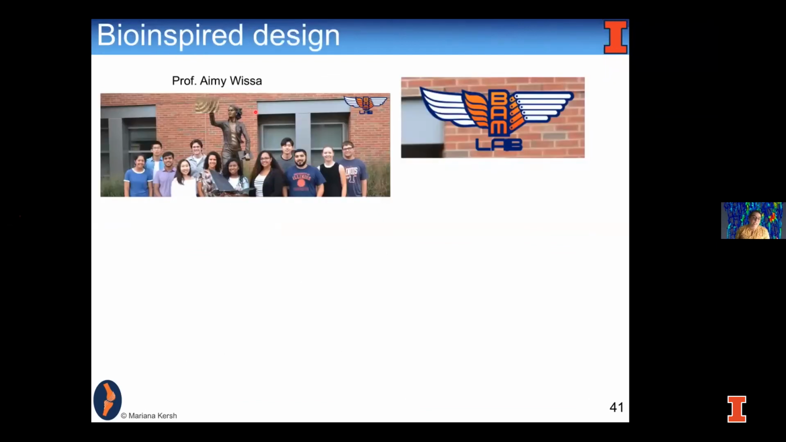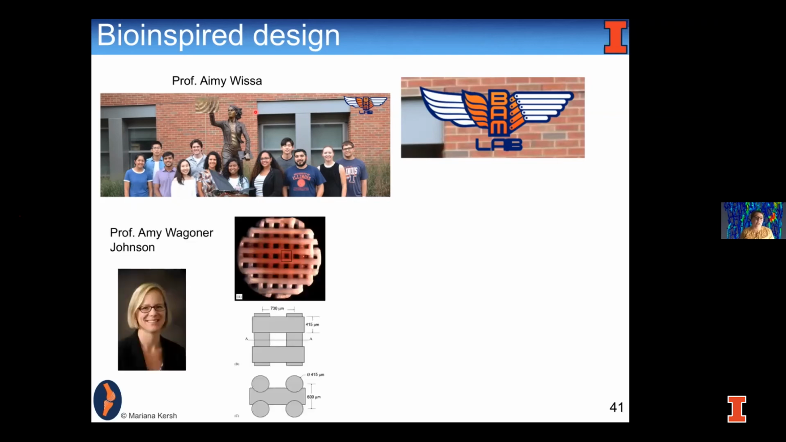There are some really great labs on this campus looking at bio-inspired design. Here are two examples. There's the BAM lab, one of the best lab names ever, from Professor Amy Wissa in mechanical engineering, in which they use bio-inspired design for different robotic applications. Professor Rainer Johnson has also developed artificial scaffolds, for example for treating bone defects, inspired by the natural porosity of bone. But what we're looking for is more of a reverse bioinspiration. I want to find a material that just so happens to have similar structures or mechanical properties as this real material.